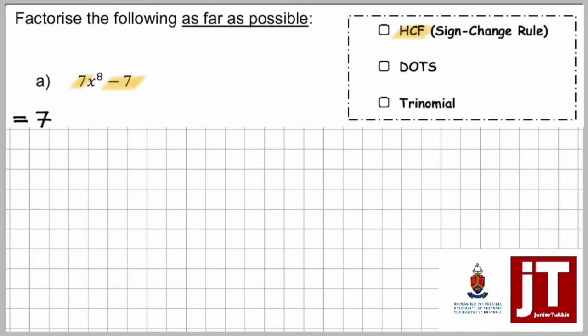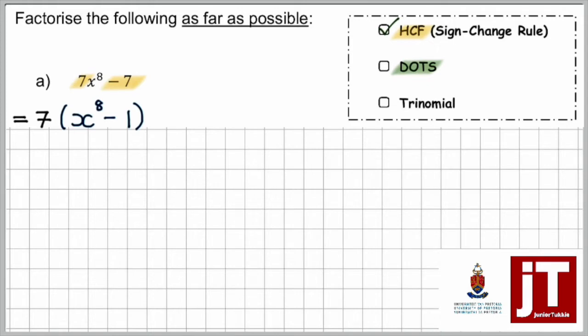Now we will take each of the terms in the original expression and divide them by 7. When we say 7x to the power of 8 divided by 7, we end up with x to the power of 8. And when we say negative 7 divided by 7, we end up with negative 1. And we write this inside a set of brackets. At this point, we are done taking out a highest common factor, and we can move along that list to the difference of 2 squares, also known as DOTS.